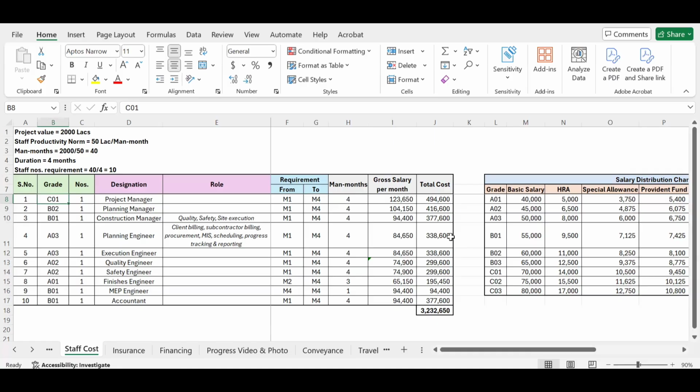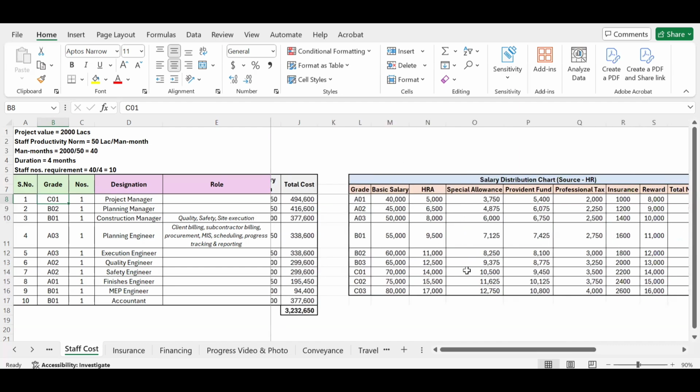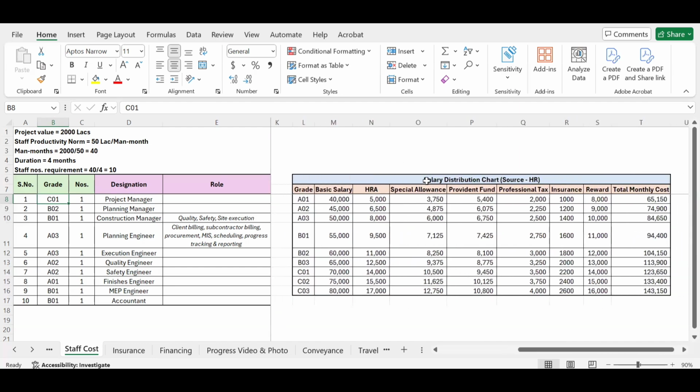But right now you cannot help it, because you cannot ask every staff their salary, because during the tendering stage you don't even know who will be the project manager, who will be the construction manager. So you will have to follow the guidelines that your HR will give you. Okay. So before moving to this, I'll show you this particular table, which is the salary distribution chart, and source is human resource department. So you will have to mention the grade.